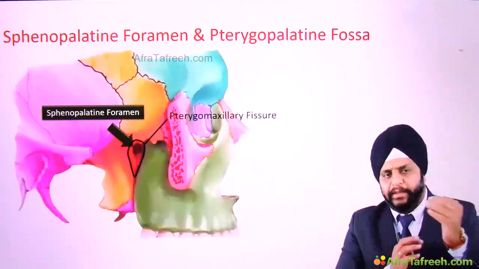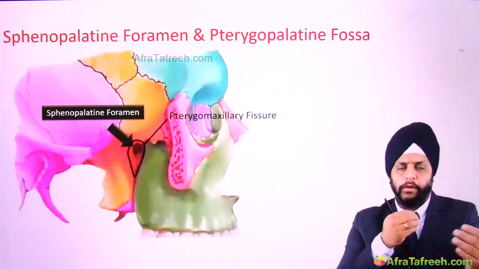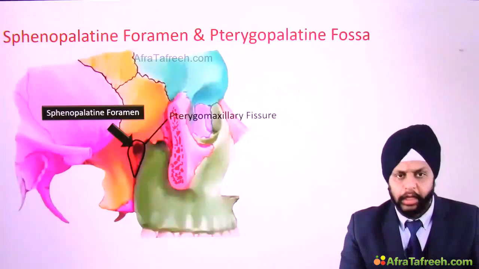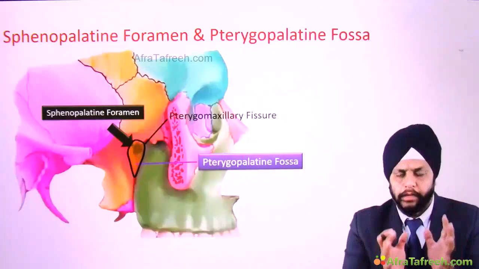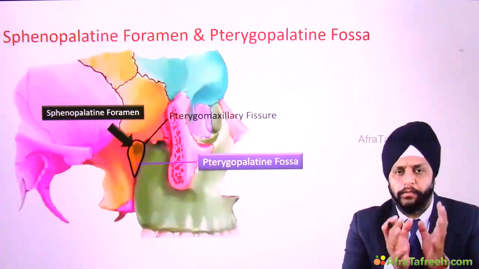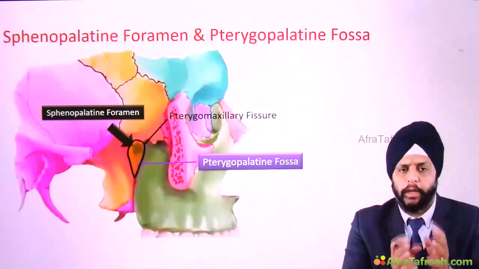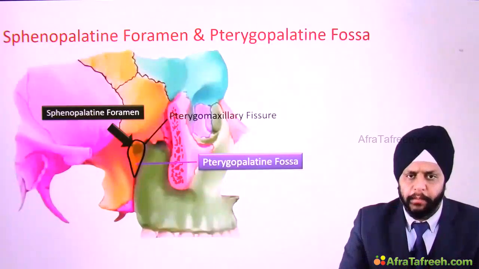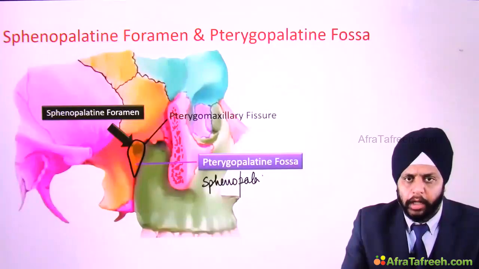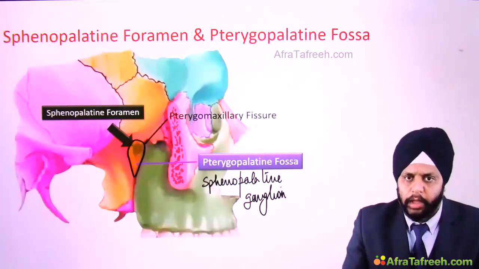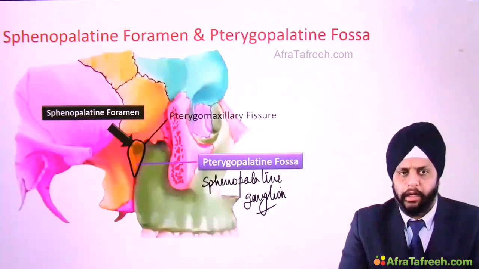So you can see deep inside there is a sphenopalatine foramen, outside there is a pterygomaxillary fissure, and in between them there is a fossa. I have shaded that fossa, that's known as pterygopalatine fossa, also known as sphenopalatine fossa. If you remember from anatomy, we have a very important ganglion over here known as the sphenopalatine or pterygopalatine ganglion in this place. Okay, you must have studied this fossa in detail in anatomy.